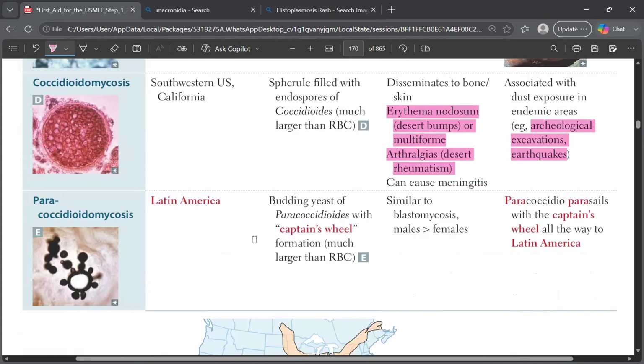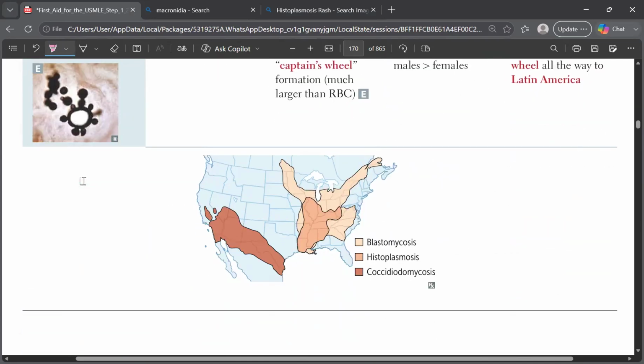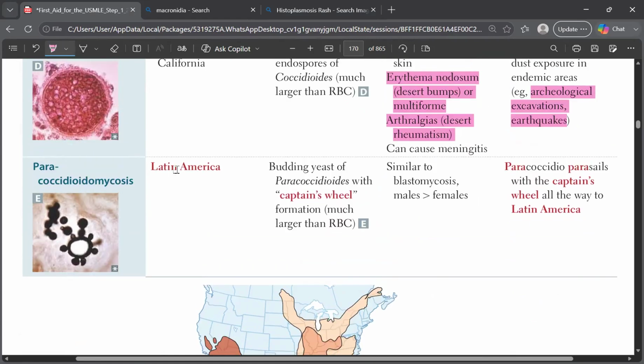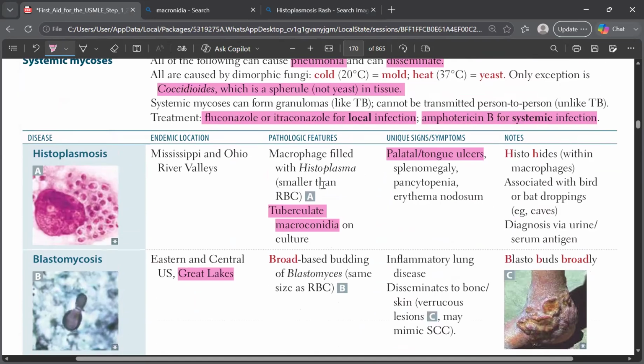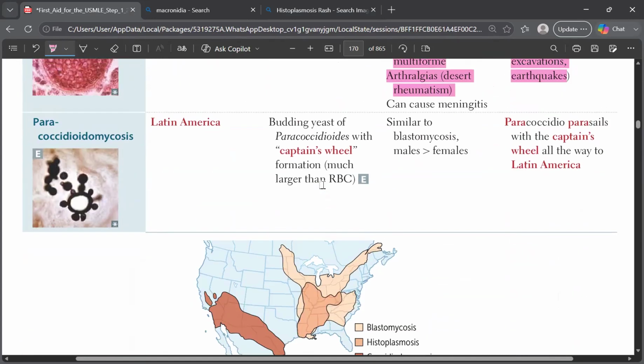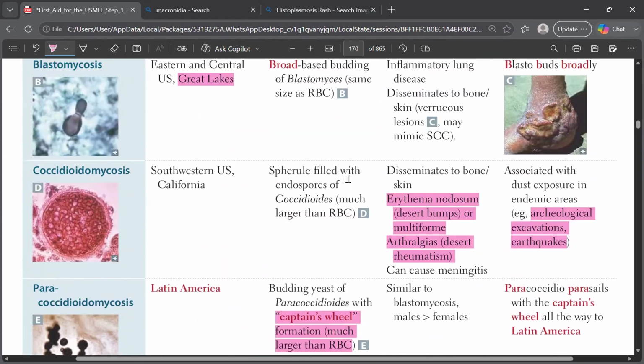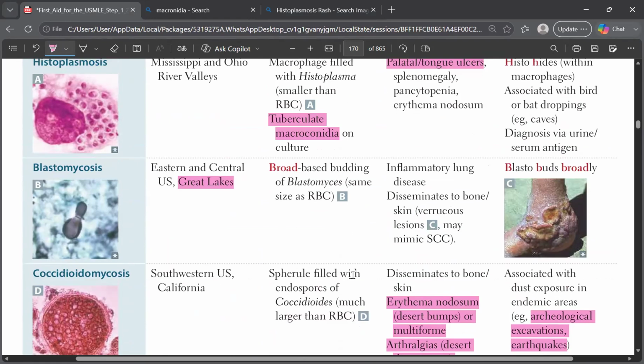Next one is paracoccidioidomycosis, and it is endemic to Latin America. It has histologic features of budding yeast of paracoccidioides with captain's wheel formation, which is much larger than RBCs. They are continuously progressively increasing in size.